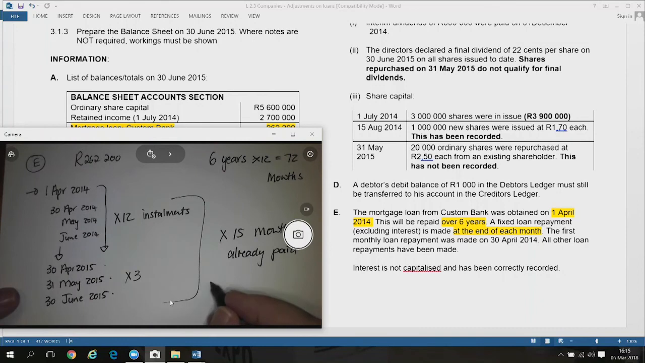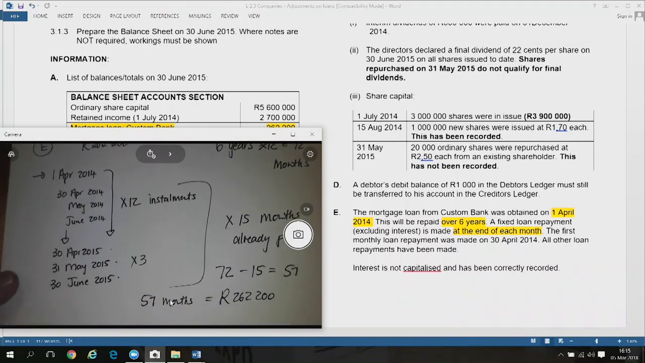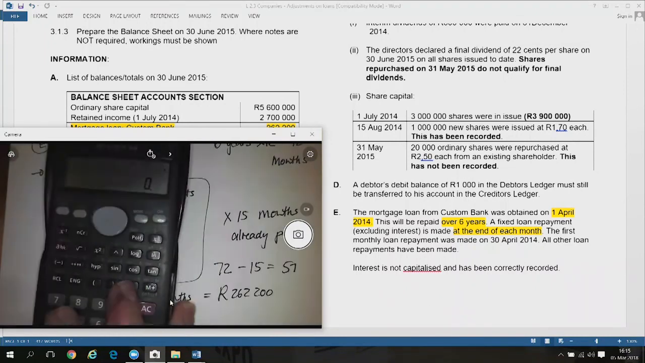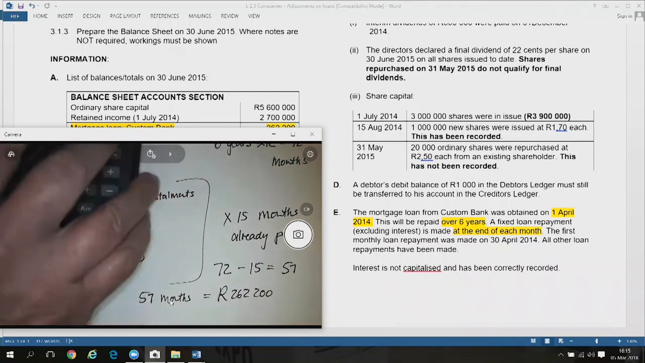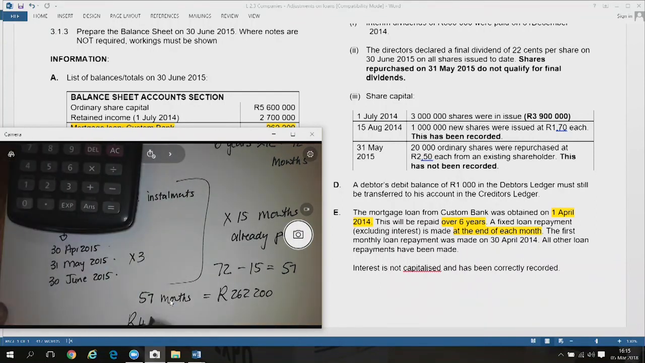Now you say 72 minus 15. How many months is left? 72 minus 15 gives you 57. So 57 months equals 262,200. That's as easy as that. So you say 262,200 divided by 57 months gives you 4,600 Rand per month.